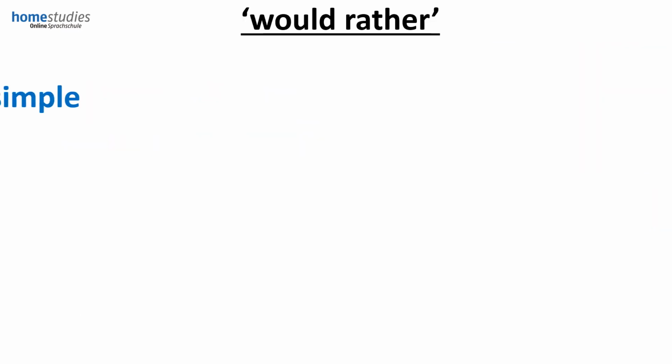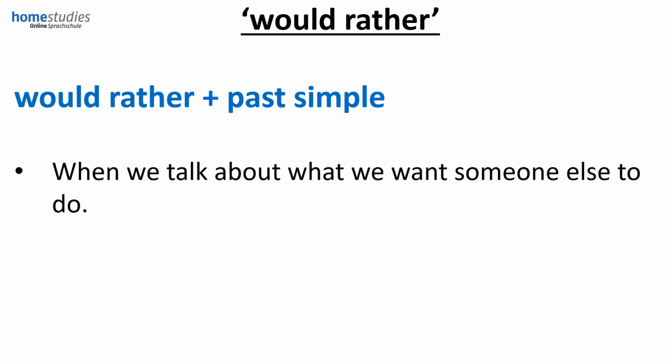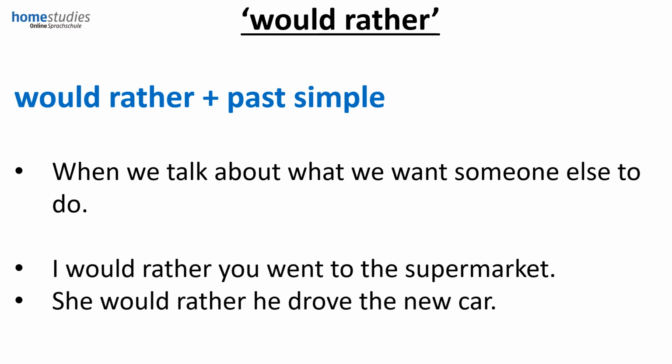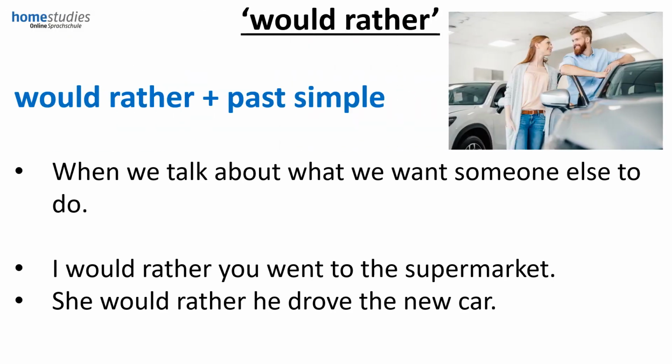Now let's have a look at would rather. So would rather plus the past simple. We use this when we talk about what we want someone else to do. So for example, I would rather you went to the supermarket. So maybe you're talking to your partner. Okay, so you want them to go to the supermarket rather than you. So I would rather you went to the supermarket than me. And the last one, she would rather he drove the new car. So maybe the lady in this picture here is not comfortable and confident driving the new car, so she would rather her partner drove the car.